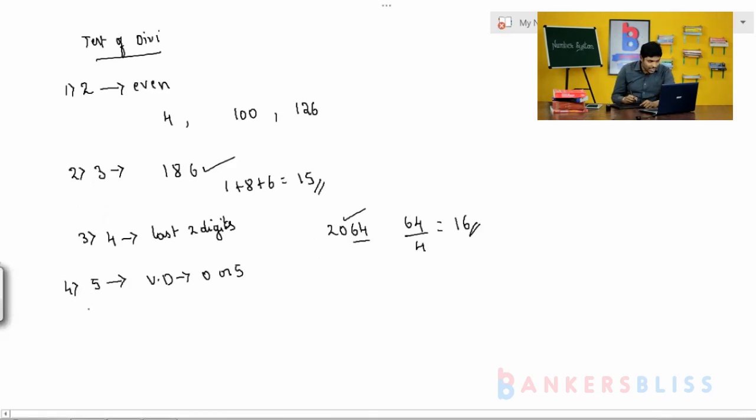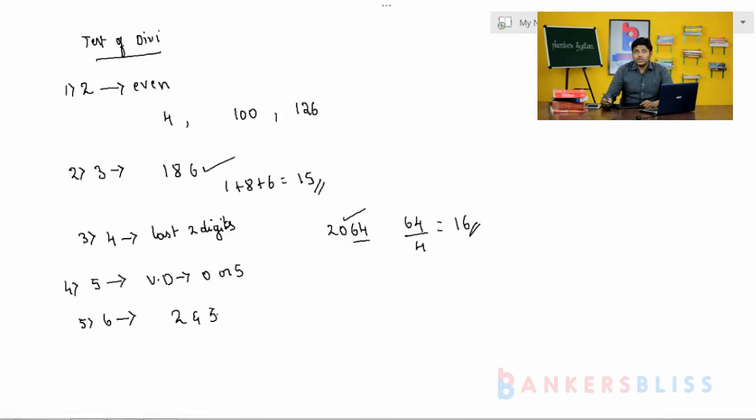Next, test of divisibility for 6. If the number should be divisible by 6, then definitely the number should be divisible by both 2 and 3. Why 2 and 3? Let me tell you later. So the number should be divisible by both 2 and 3.